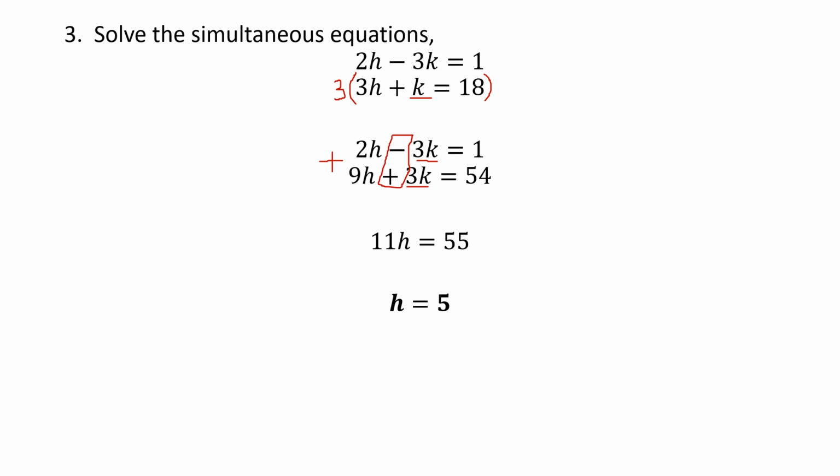Substituting 5 into one of the equations to find the corresponding value of k. Right, let's substitute into the second equation, where we are saying 5 by 3 plus k is equal to 18. This simplifies to 15. So taking 15 to the other side, it will be 18 minus 15. So k is equal to 3, like this.